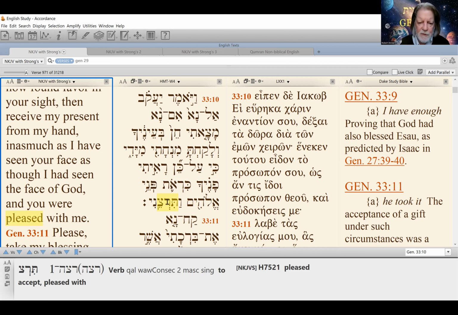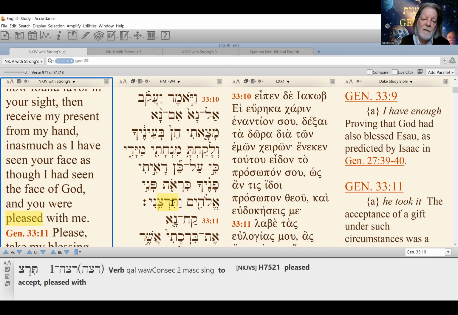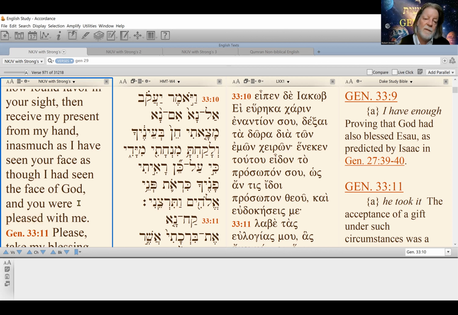I believe it's a construct. Yeah, it's a Vav construct. I think it's a construct form, which basically means you would be pleased with me. The nun here on the end is a reference to Yaakov himself. You'd be pleased with me, ratzon, pleased with me, that you would be favorable, that you would accept me is another way of looking at this. So yeah, you were pleased with me.